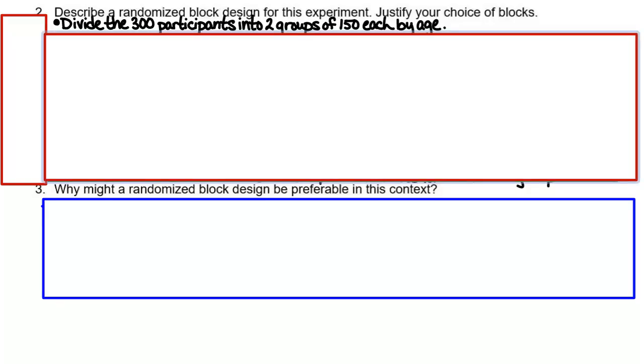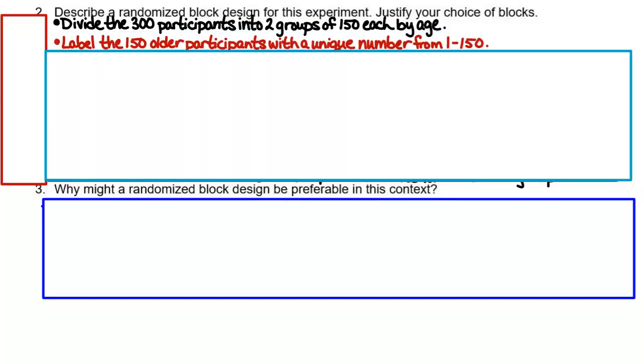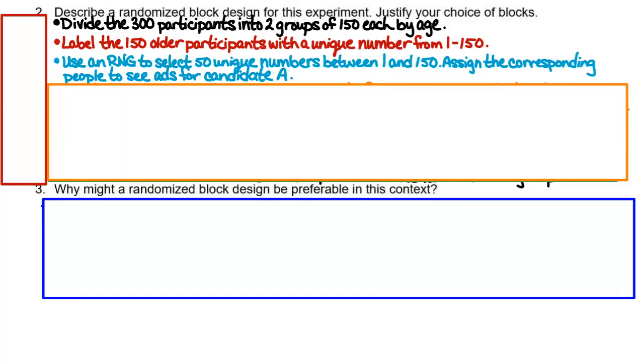Once I have them split into their blocks, what do I want to do? Once they've been split into their blocks, use the random number generator to assign 1 through 150 for each block. In this case, I'm going to label my 150 older participants with a unique number from 1 to 150. And then we will use the RNG to select 50 unique numbers between 1 and 150.